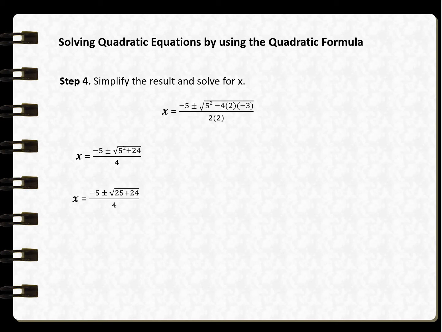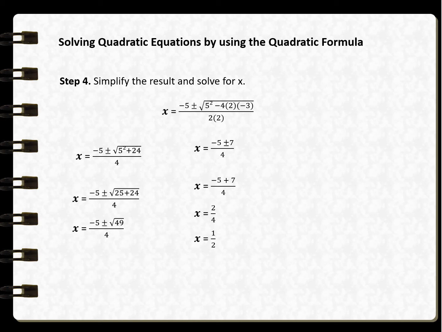And then, simplify natin yung nasa radical sign. 25 plus 24 is 49. What is the square root of 49? That is 7. So, positive and negative 7. So, let's start with positive 7. Negative 5 plus 7, that gives us positive 2 over 4. Simplifying 2 over 4 is 1 half.